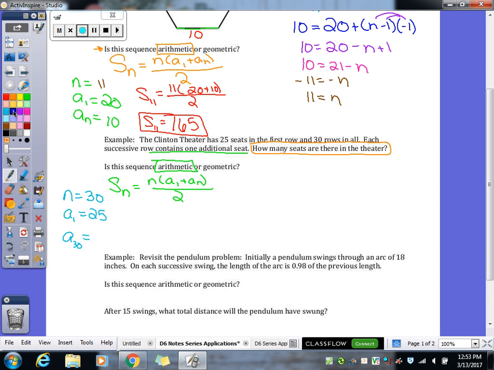Again, we still have to use our other formula, a sub n equals a sub 1 plus n minus 1 times d. We're looking for our 30th term, so a sub 30 equals 25 plus 30 minus 1 times d. And our d would be 1, because we're adding one seat for each row. So row 30 has 54 seats. Now we can plug that into our sum formula.